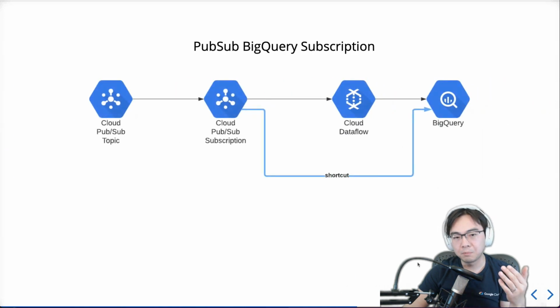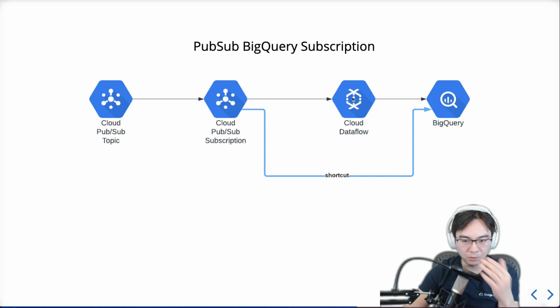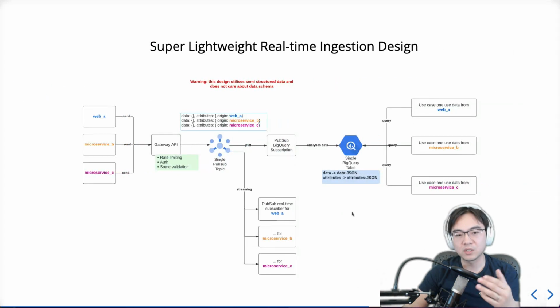So the PubSub BigQuery subscription is a relatively new thing, and it's a very powerful way to bypass the traditional way of using Cloud Dataflow to deploy all of that stuff, or the templating stuff, to get events from PubSub into BigQuery. So this is basically a shortcut of this service. And followed by that, I've created a video showcasing a super lightweight real-time ingestion design by utilizing this particular feature, which has now gone GA for a couple of months.